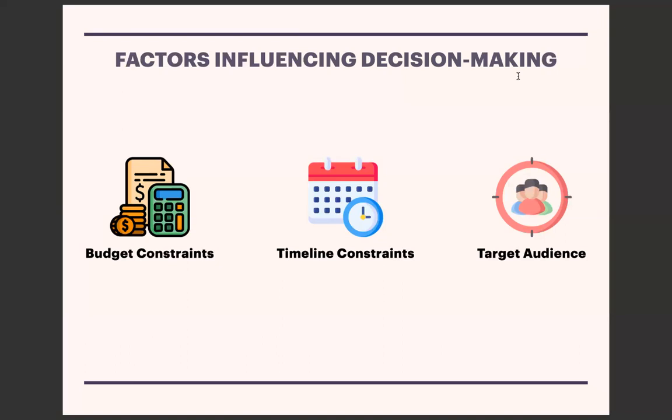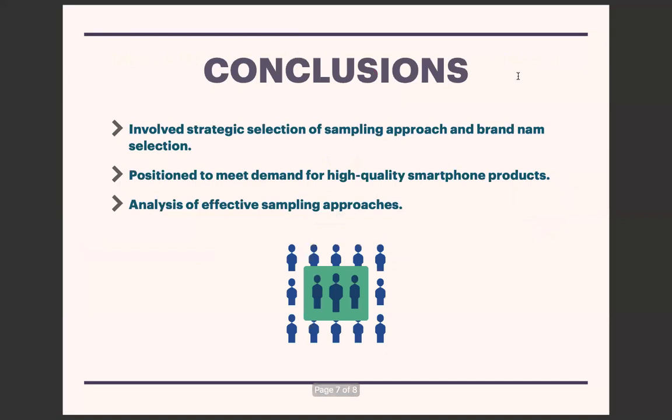So the next one is characteristics of the target audience. The characteristics of our target audience played a significant role in shaping our decisions. I conducted extensive research to understand the demographics, technological preferences, usage patterns, and desires. This knowledge guided us in selecting the sampling approaches that provided representative insights into their preferences and needs. Similarly, the brand name was crafted to resonate with our target audience and evoke a sense of technological connectivity and reliability. So moving on to the last slide, which is the conclusion.